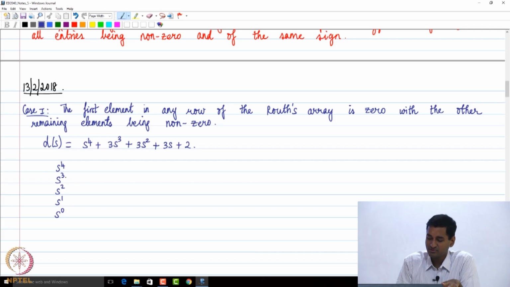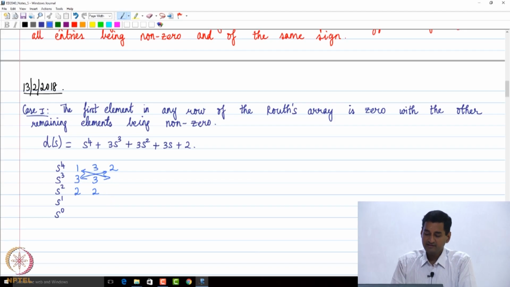We write s power 4, s power 3, s squared, s power 1 and s power 0, and we start filling in the values. The entries are going to be 1, 3, 3, 3 and 2. So what's going to come in the s squared row? 3 times 3 is 9, 9 minus 3 is 6, 6 divided by 3 is 2. Similarly, this entry will be 3 times 2 minus 1 multiplied by a null entry, divided by 3, and I will get 2. Then that's about it.